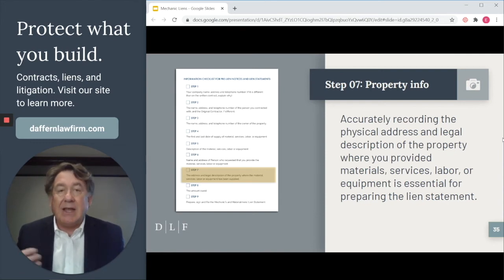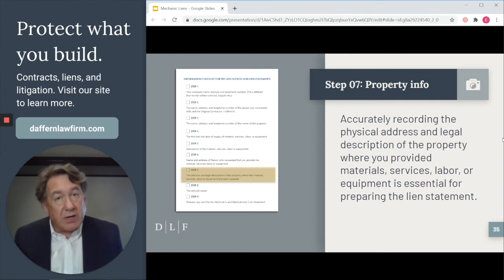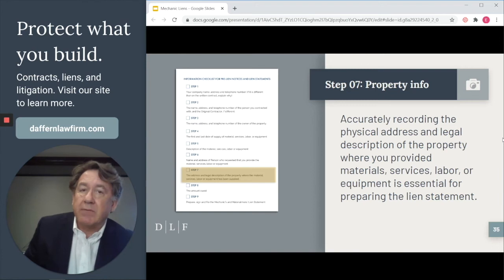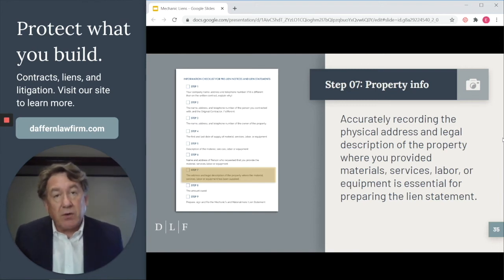Now, typically that's an easy bit of information to get because it can be contained in the contract. You can call the county land records. You can call the county assessor in the county where the project's located. Most cities have a city numbering system or department that you can call and say, I need to locate a particular piece of property, and they can help you identify the physical address. A lot of times you can get it from the architect who's working on the project.